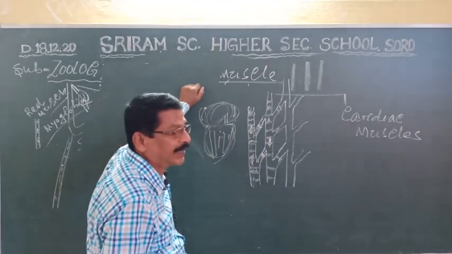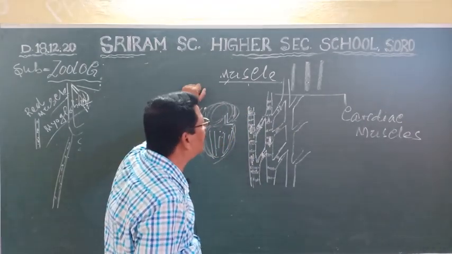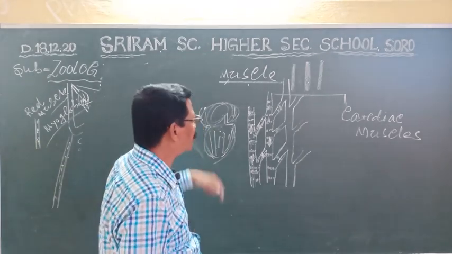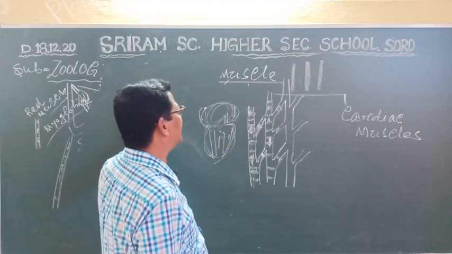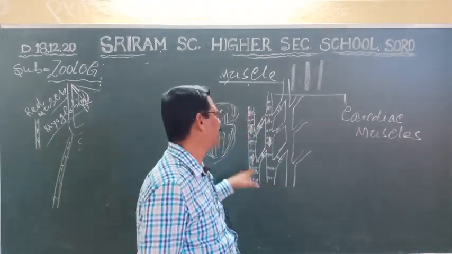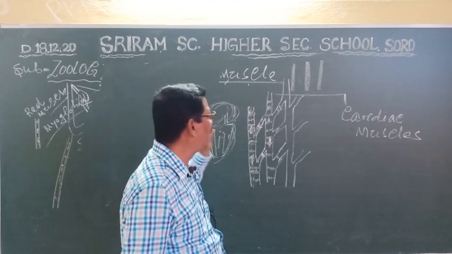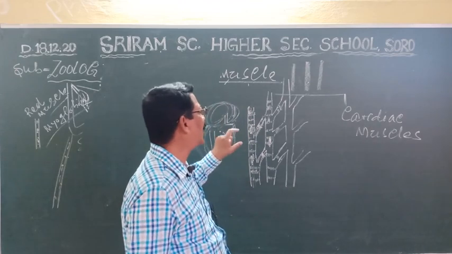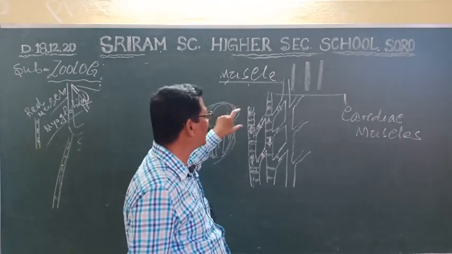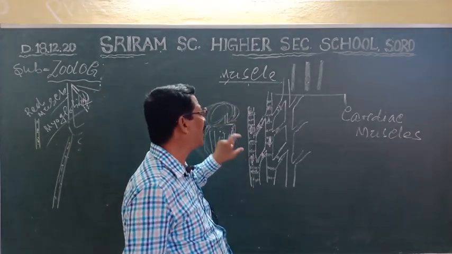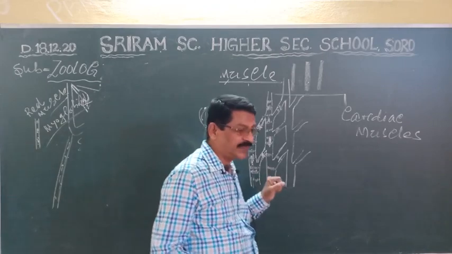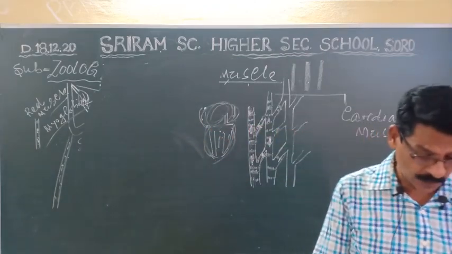It does not work by our will; we cannot stop it or make it increase even if we want to. So structurally it is similar to the striated muscle, but functionally it is similar to the unstriated or involuntary muscle, and it is restricted only to the heart as well as the wall of the main veins which enter into the heart. Clear? So this is all about the cardiac muscles.